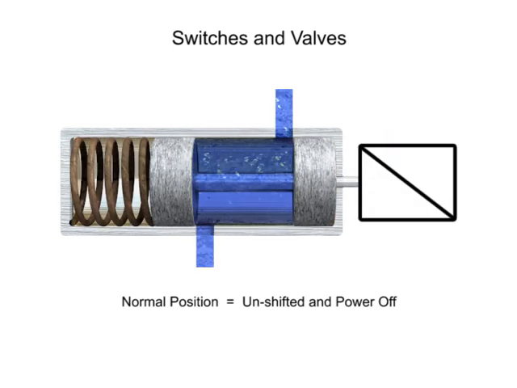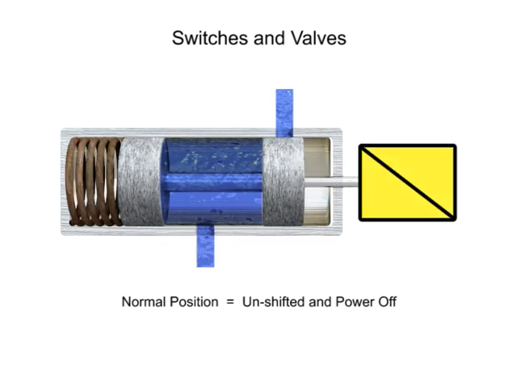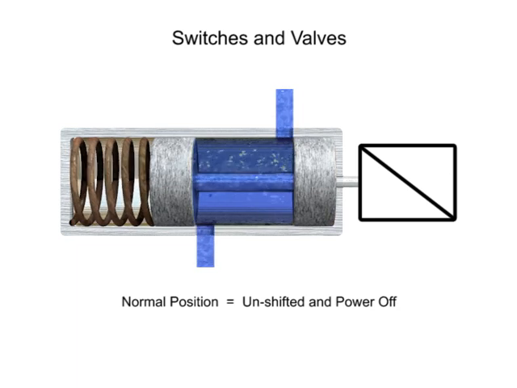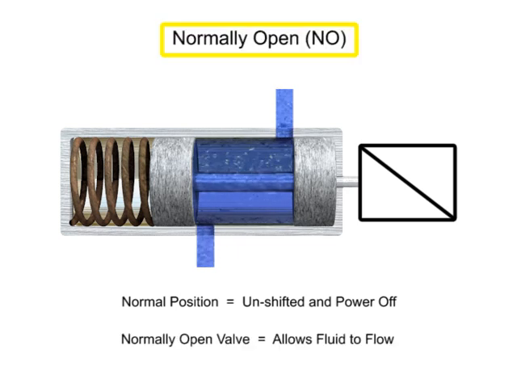The terms normally opened and normally closed are used to describe the condition of a valve when it is in the normal position. For this valve, the normal position allows unrestricted fluid flow through the open ports. Therefore, this valve is a normally open valve.